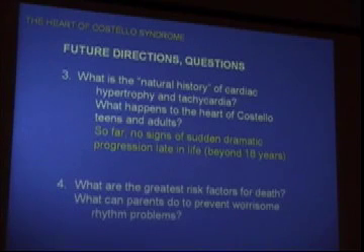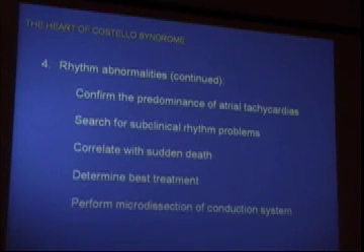Just a little bit more. I'm very interested in delineating the natural history of the hypertrophy, the tachycardia, and what happens to the heart in adults. So far, no signs of sudden, dramatic progression. If I was a parent, that would be a terrible concern. I'd be constantly watching my child, and I'm sure you do too. What are the greatest risk factors for death? What can parents do to prevent worrisome rhythm problems, if anything?